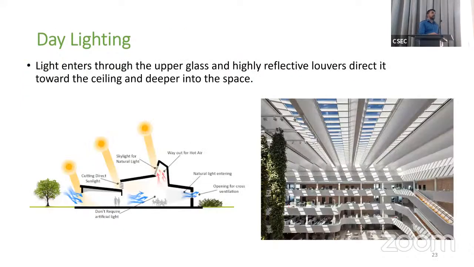As you can see, light enters through the upper glass and highly reflective louvers direct it towards the ceiling and deeper into the space. As you can see in the left side figure, the second figure is from skylights.